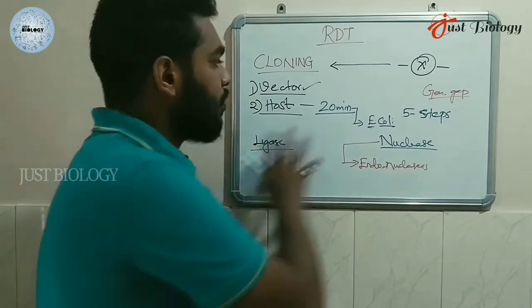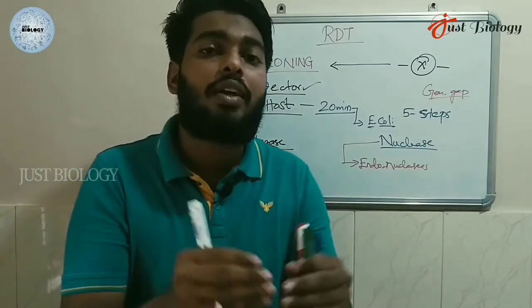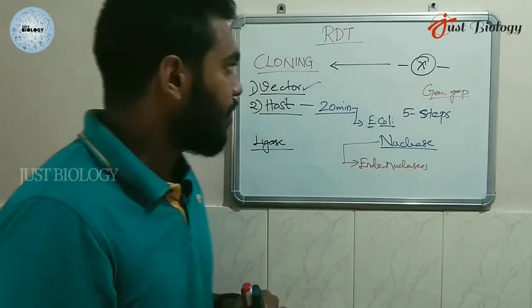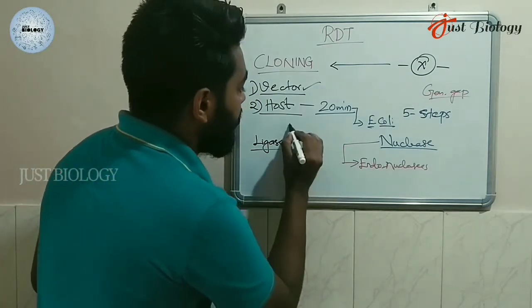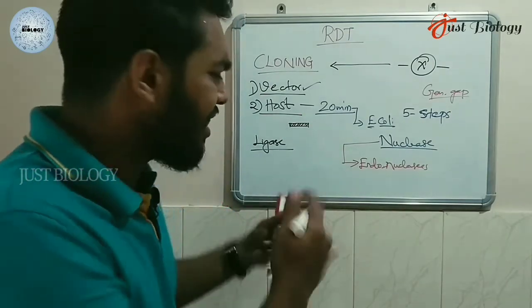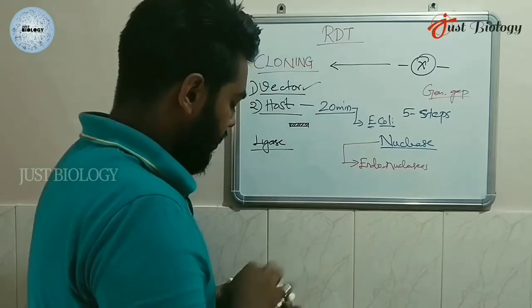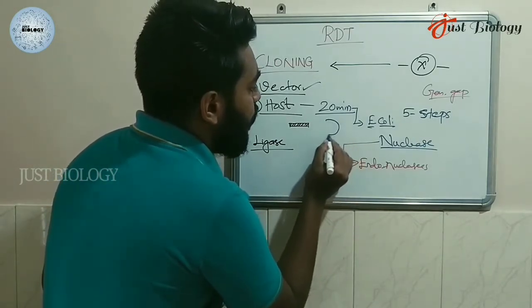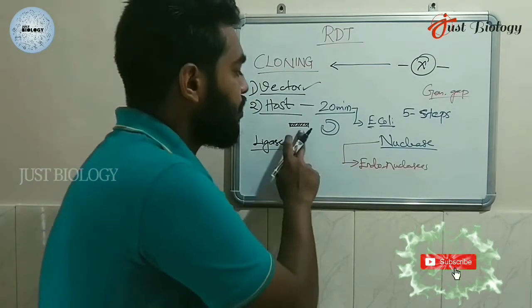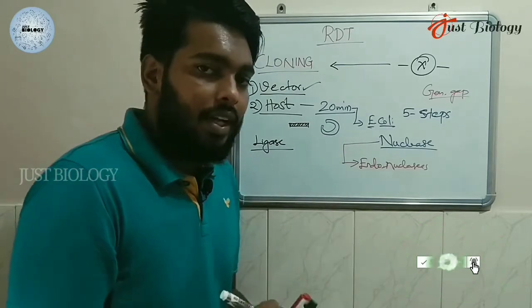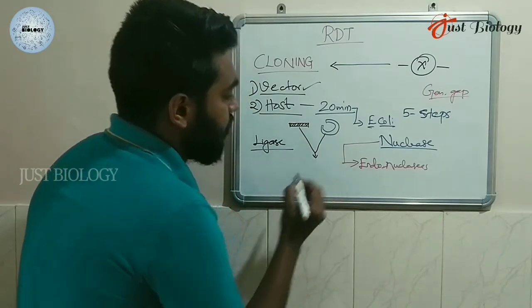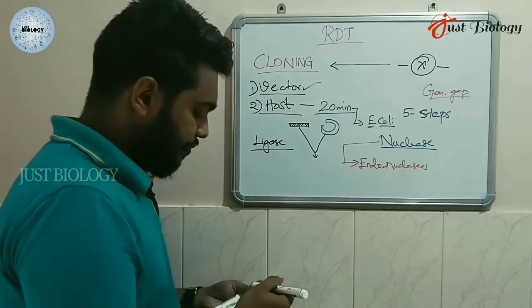Once you got the DNA and once you join the DNA, then what you need to do? You need to transfer that molecule. Let's say this is the fragment which you obtained from a genome, any genome. Then this is a vector. You digested with the same enzyme for both gene as well as the vector. The first step, just as I mentioned earlier, will join them together.